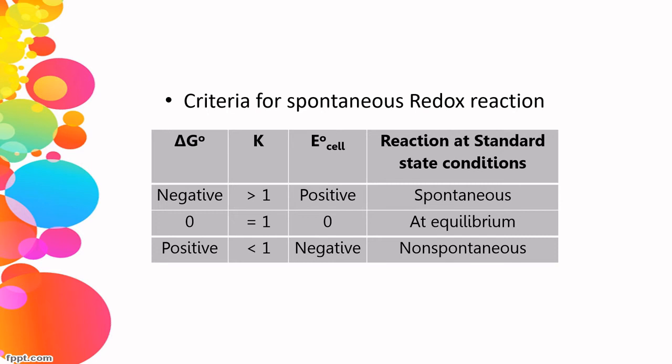Okay, for a spontaneous redox reaction, there are some criteria. If we look at delta G naught, a negative delta G naught will give a spontaneous reaction under standard state conditions. If the Gibbs free energy is 0, the reaction is at equilibrium. But if delta G naught is positive, the reaction is non-spontaneous.